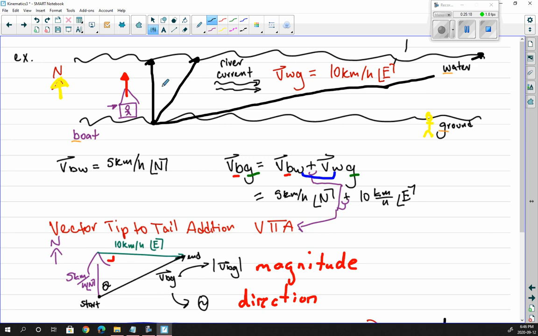I'd like you to think about how much time it takes to cross the river if there's no current, how much time it takes to cross the river if there's a slow current, and how much time it takes to cross the river if there's a very fast current. How would these three times compare? Think about that, because the answer is, dramatic pause, all three times would be the same.